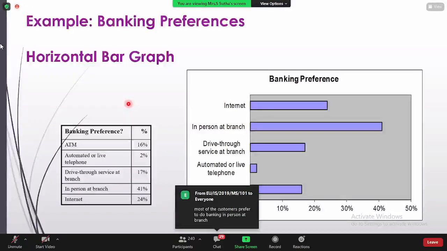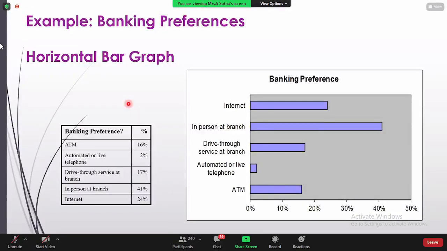Yes, most of the customers prefer to do banking in person at branch. That answer is right. Most of the people's banking preference is in person at branch, and the less preferred is automated or live telephone, so it should be developed more. That is okay, but the main thing we expected: most of the customers' banking preference is in person at branch, and the less preferred is automated or live telephone. Now this answer is perfect, right?